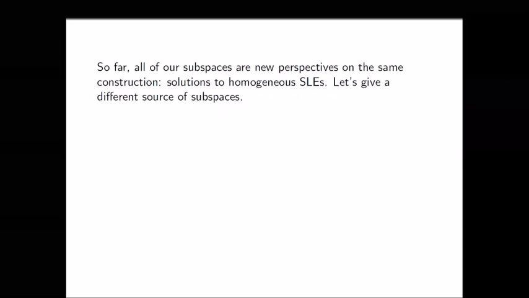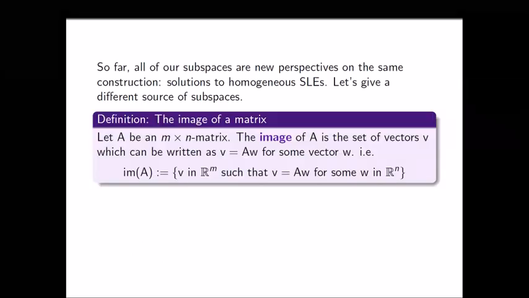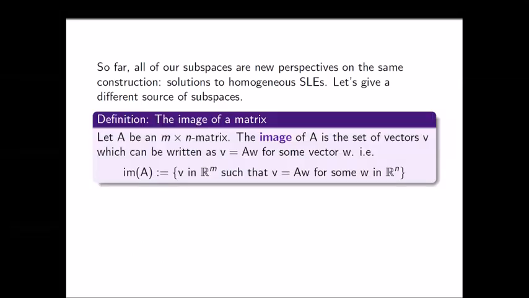So far, all of our subspaces have been examples of a particular kind. They're solutions to a particular homogeneous system of linear equations. So let's look at another example that is not in the same league as them. So that brings me to the definition of the image of a matrix. So if A is a matrix, then its image is the collection of all vectors v that can be written as v equal to Aw for some vector w in Rn.